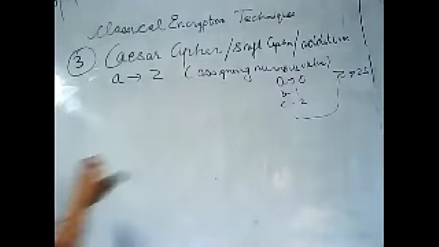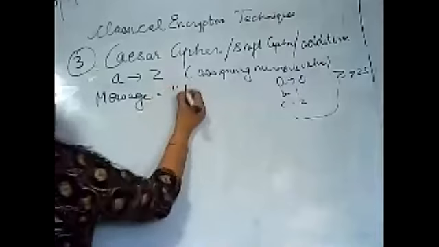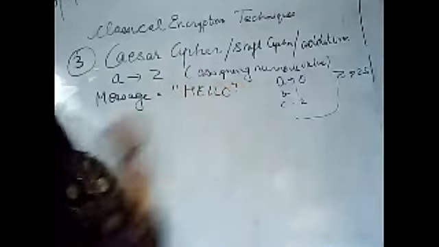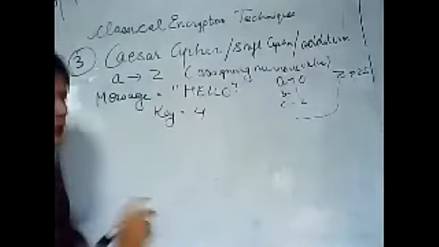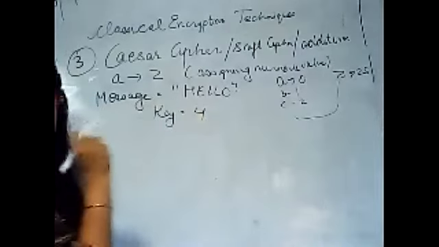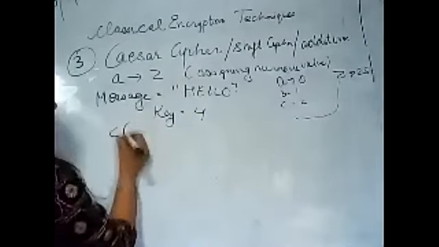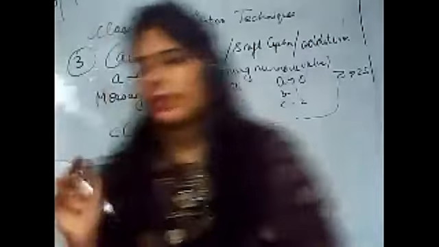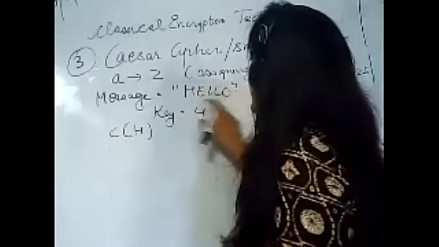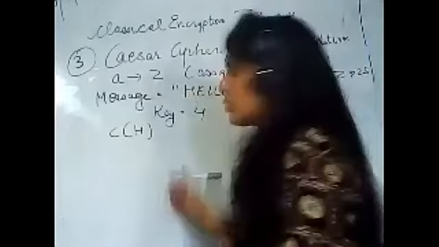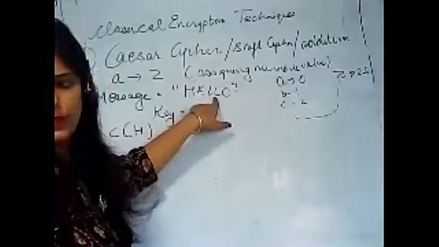Now let's suppose we have the message hello. This is the example that we are going to start with. Let's suppose my key is 4. The encryption requires your plaintext and your key. Using that numeric notation, we will encrypt each and every character in this plaintext. So C of H, that is the ciphertext of H. How many characters do we have? 1, 2, 3, 4, 5. So we will apply the formula to each and every character in this plaintext.